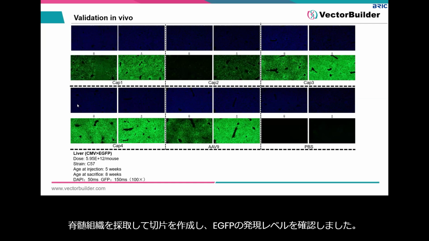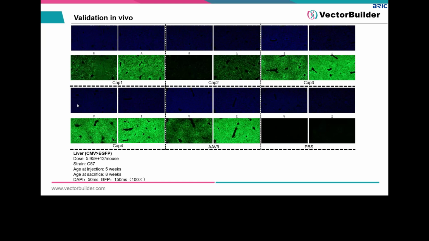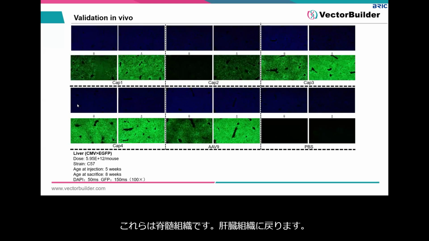Moreover, we also did the validation in the spinal cord tissues. We harvested spinal cord tissues and made sections, and then we checked the EGFP expression level. Compared to the AAV9, we found these four mutants, CAP1, 2, 3, 4, are all capable of penetrating the BBB and then transducing the spinal cord tissues. But as we know, these are the, I'm sorry, I'm showing the liver tissues. So these are the spinal cord tissues. And let's get back to the liver tissue.